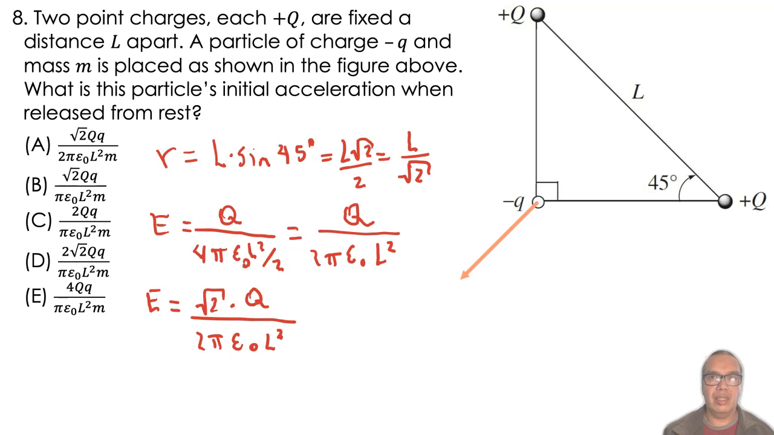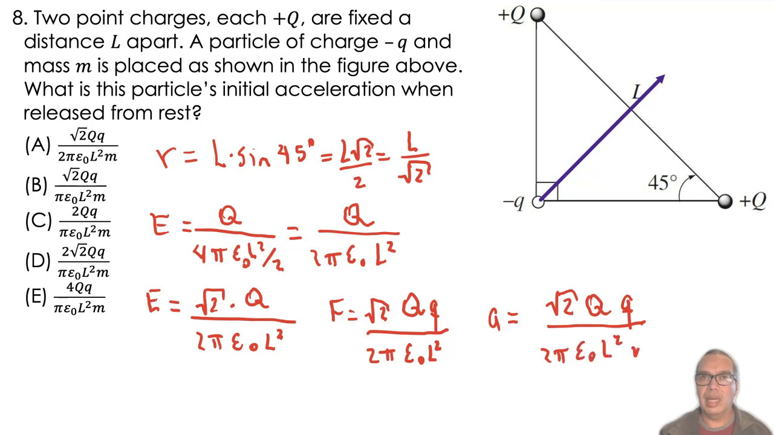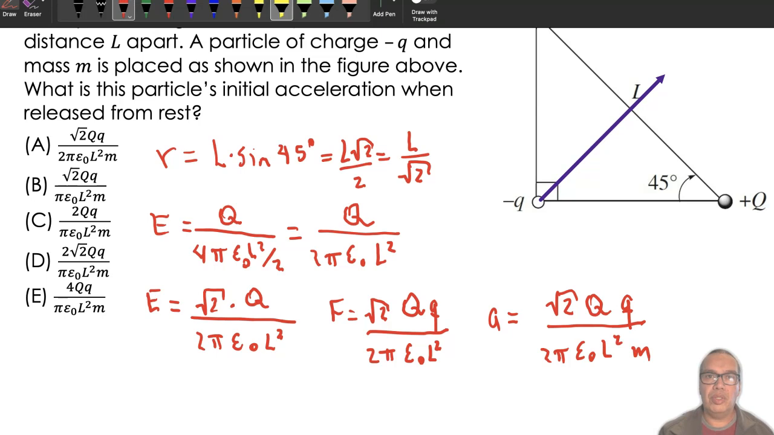Since the charge is negative, the force is pointing in the opposite direction and has a magnitude of square root of 2 times Q over 2 pi epsilon naught L squared. Finally, the acceleration is force divided by mass because of Newton's second law. So the magnitude of the acceleration is the square root of 2 times capital Q over 2 pi epsilon naught L squared m. This is option A.